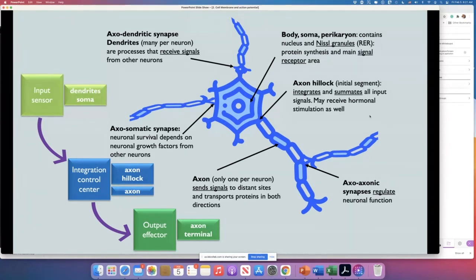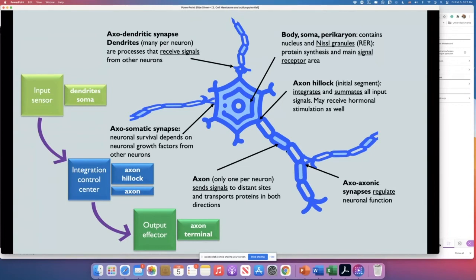This type of connection here, the axo-axonic, is the one that the nervous system uses to modulate the nerve transmission. Modulation means either increasing or decreasing the propagation of the action potential, to either reinforce or inhibit the process that is going on here.